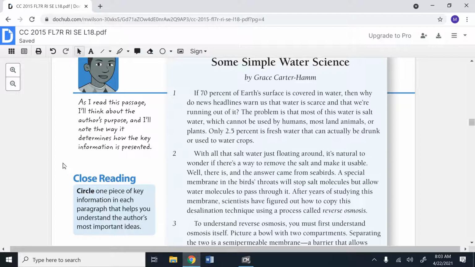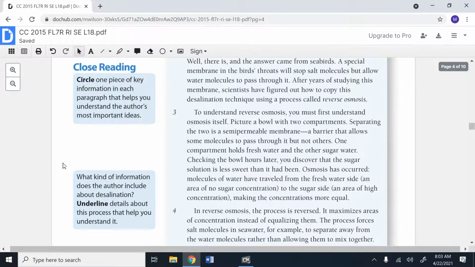Well, there is, and the answer came from seabirds. A special membrane in the bird's throat will stop salt molecules but allow water molecules to pass through it. After years of studying this membrane, scientists have figured out how to copy this desalination technique using a process called reverse osmosis. To understand reverse osmosis, you must first understand osmosis itself. Picture a bowl with two compartments. Separating the two is a semi-impermeable membrane, a barrier that allows some molecules to pass through it but not others.